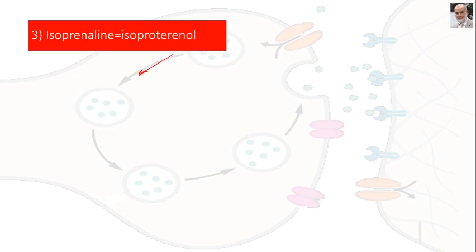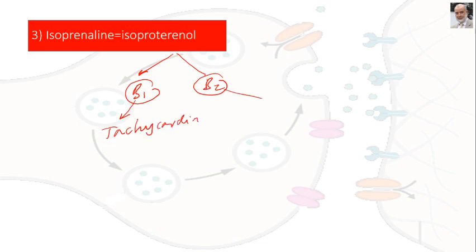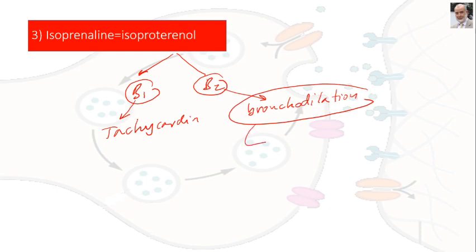Isoproterenol is an agonist at beta 1 and beta 2 receptors. So we expect that by acting on beta 1 receptors it will produce tachycardia, and by acting on beta 2 receptors it will produce bronchodilation. That's why some time ago it was used for treatment of bronchial asthma.